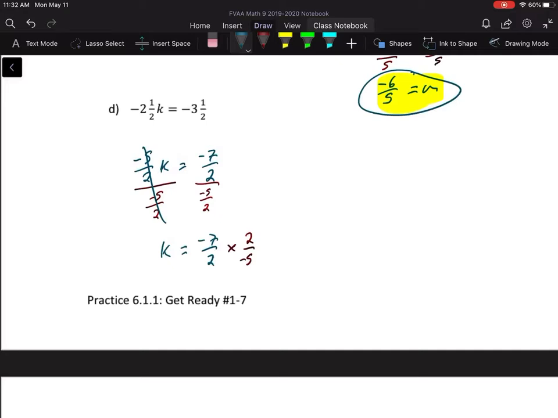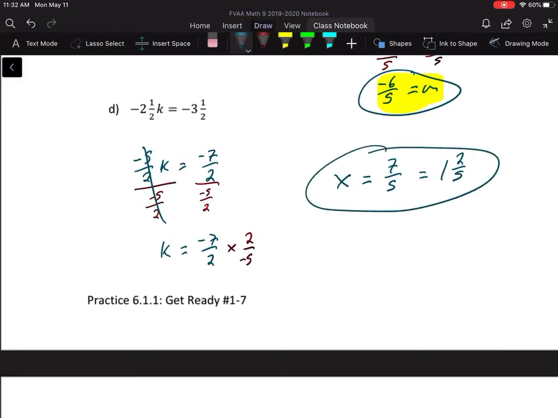And that's going to give me a final answer. K is equal to, the 2's here cancel out. I get 7 over 5. Or to put it in a proper fraction, 1 and 2/5. Okay? Both of those would be acceptable in this case. Probably the mixed fraction would be the best answer.